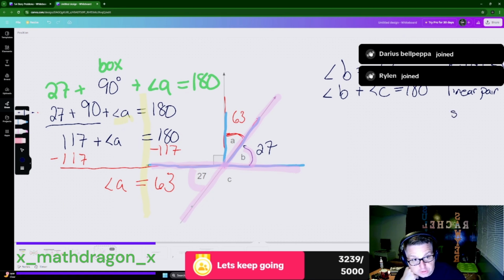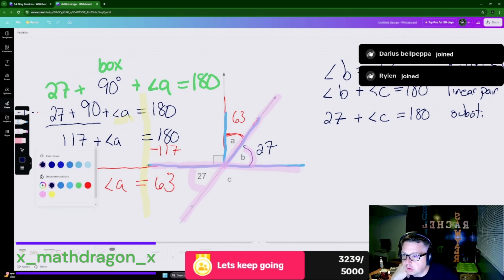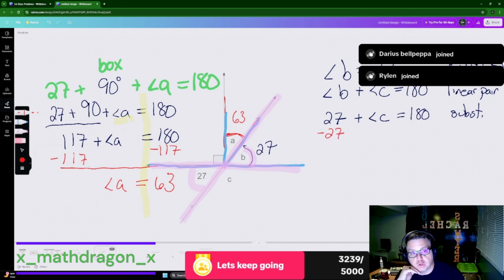Now I can use substitution because I can plug in what my angle B is now. So I know angle B equals 27. So I can plug that in. And then let's move the 27 over to the other side. So to get rid of a positive 27, we're going to subtract it. We're going to subtract 27 from both sides. And this is our subtraction property of equality.